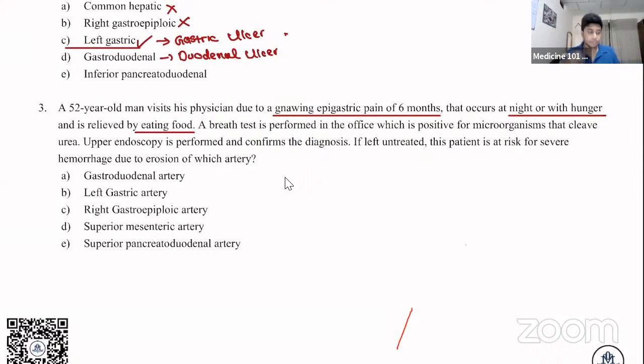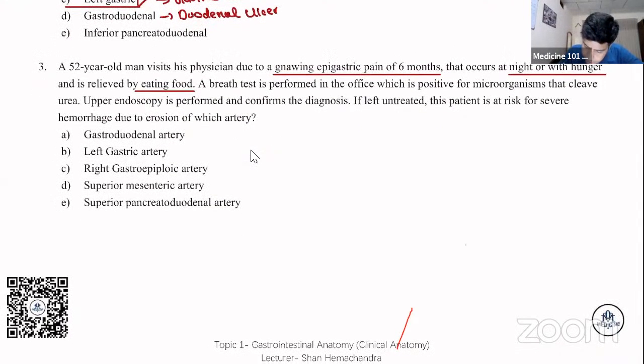What type of ulcer? Duodenal. Okay, it's a duodenal ulcer. Prashant is going to teach this in depth. Go for his class. He will explain all of these in his class. Now, what is important here is, what is the cause? Can someone tell me the cause? H. pylori. Yes, H. pylori.